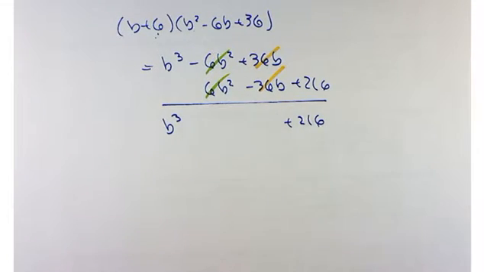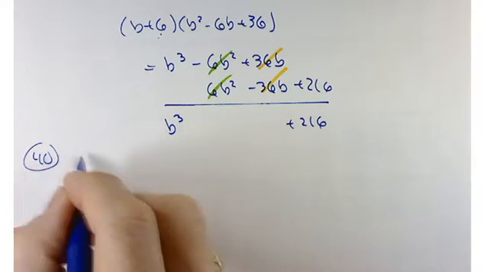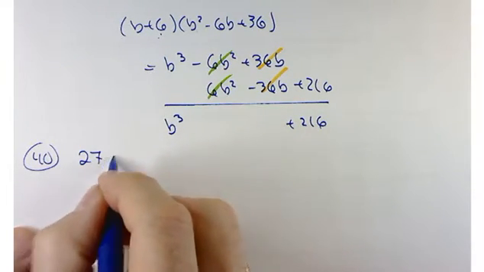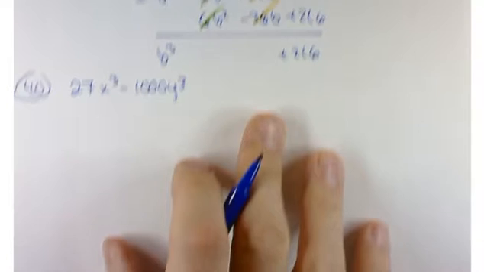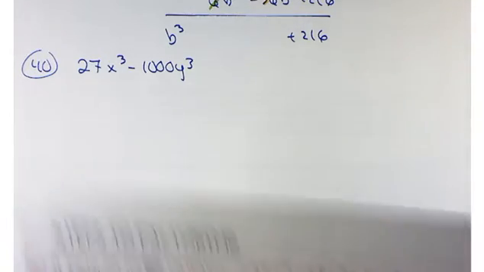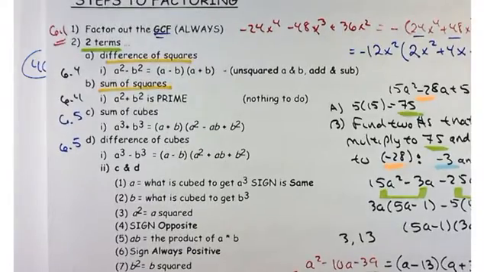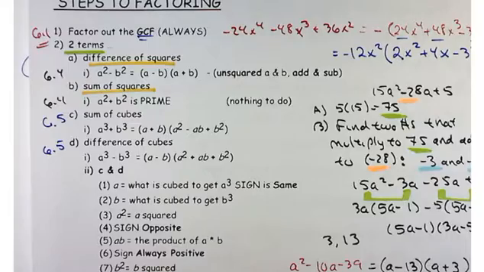Let's practice these a couple more times. Let's jump up into something a little bit more challenging. Problem number 40. 27x cubed minus 1000 y cubed. Again, think about your sheet. What's going to happen on the exam and what we're going to do later on is some practice of a bunch of random terms. But you're going to have this steps to factoring thing in your mind.